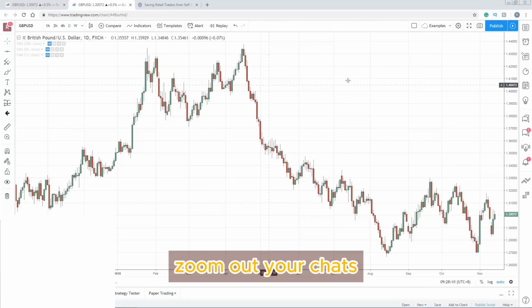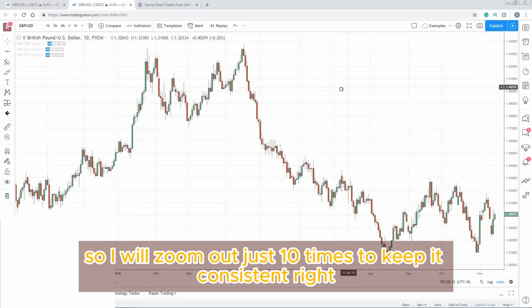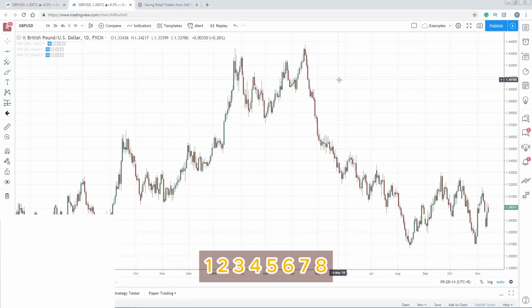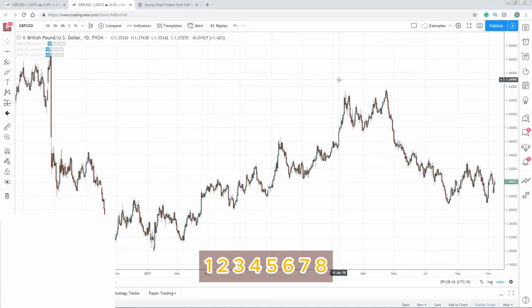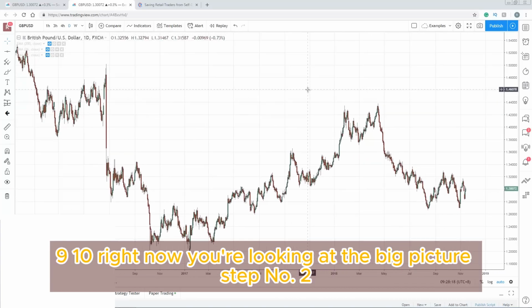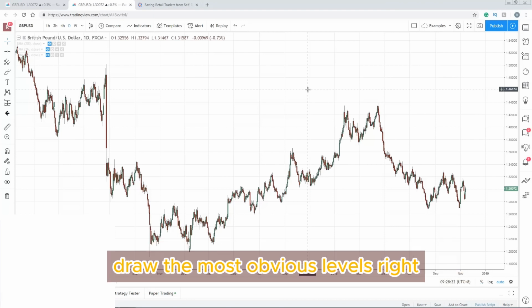First step, zoom out your charts. So I'll zoom out just 10 times to keep it consistent, right? 1, 2, 3, 4, 5, 6, 7, 8, 9, 10. Right now, you're looking at the big picture. Step number 2, draw the most obvious levels, right?